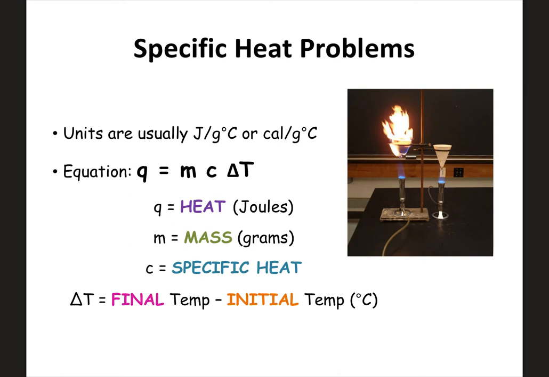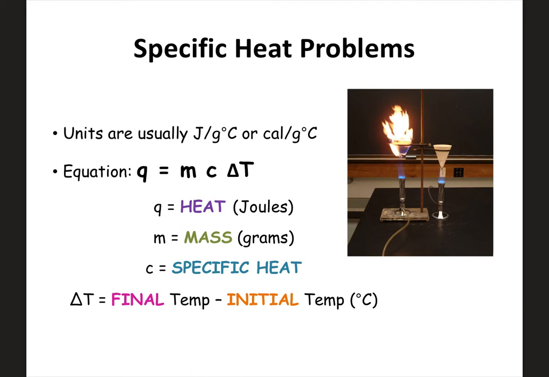Now we're ready to do some specific heat problems here. We already said the units for specific heat are typically going to be joules per gram degree Celsius. It's some form of energy unit per mass unit times a temperature unit. So maybe you could see this in calories per gram degree Celsius, all right? But get used to seeing joules per gram degree Celsius, that's the units for specific heat.